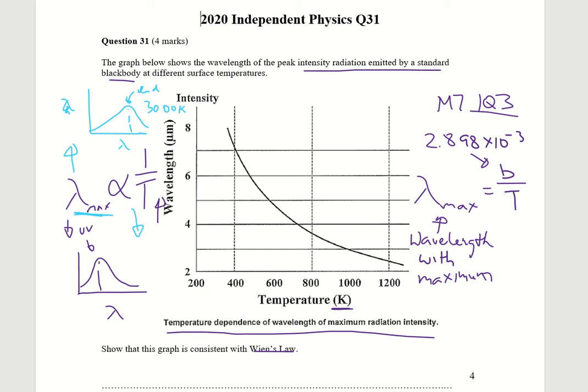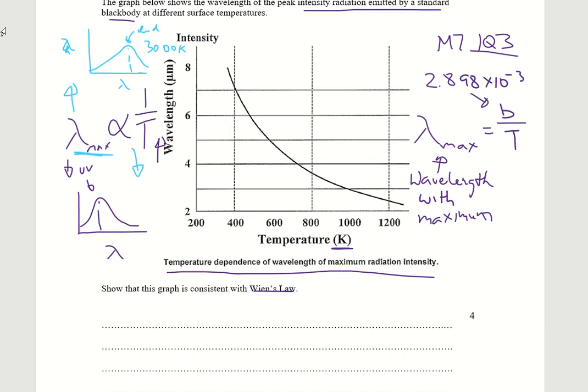Okay, so the question says, show that this graph is consistent with Wien's law. Well, you can see here from the diagram that it is going down, sort of exponentially decaying like so. So that is showing the inverse proportionality that we're seeing here. But obviously it is 4 marks, so it's not good enough to just say it's showing the inverse proportionality. We need some actual mathematics to prove it.